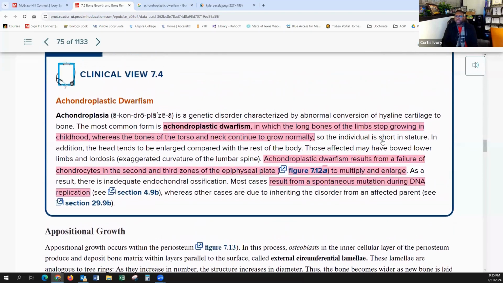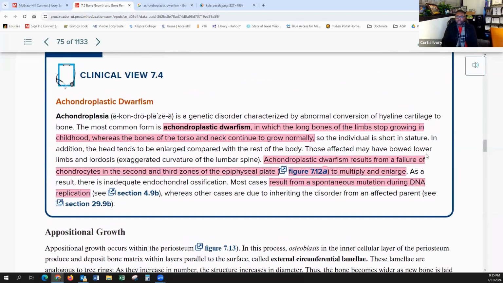So there are certain disorders, in this case, a genetic disorder, which is achondroplastic dwarfism. Essentially, this is when long bones of limbs stop growing in childhood. That's a bad thing because remember, in childhood, this is where we have a lot of bone growth happening. So if you stop bone growth, that essentially means you're going to be shorter. But in this case, the bones of the torso and neck continue to grow. However, your limbs do not.